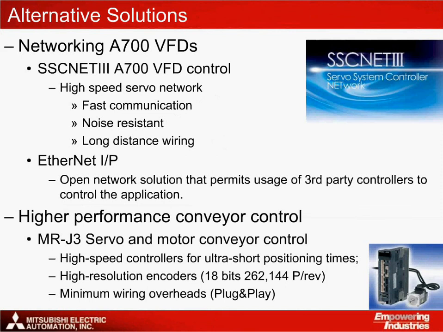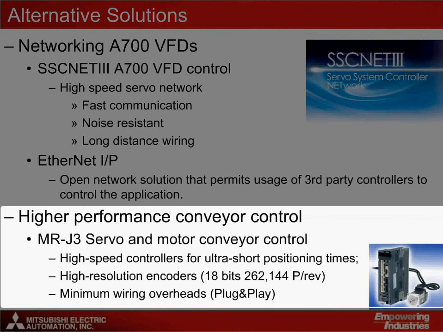If A700 accuracy or speed is not high enough for a given throughput, the VFDs can be exchanged for servo products that may provide higher speed and better accuracy. Mitsubishi Electric's range of MRJ3 servos can be controlled through pulse train output or via the SSCnet3 servo network to provide higher levels of throughput for the gapping application.